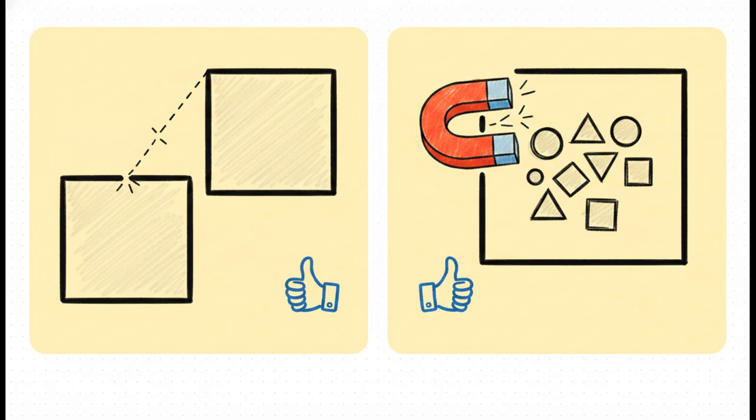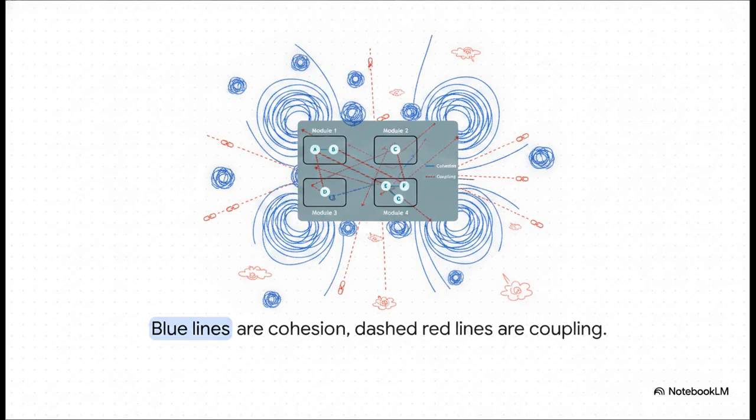Cohesion, on the other hand, is an intramodular measure. That's the strength of the relationship between tasks performed strictly inside a single module, and we want that to be super high. If you visualize this, those strong, solid blue bonds inside the boxes, that's your cohesion, keeping internal tasks tightly unified. But those dashed red lines stretching across to other modules, that's your coupling. For a truly resilient system, you want a ton of strong blue lines and very, very few red dashed ones.